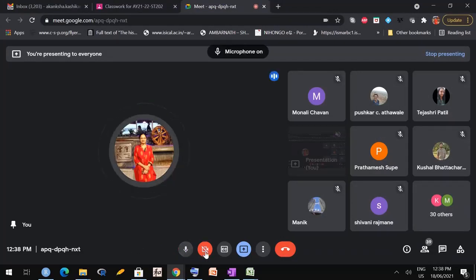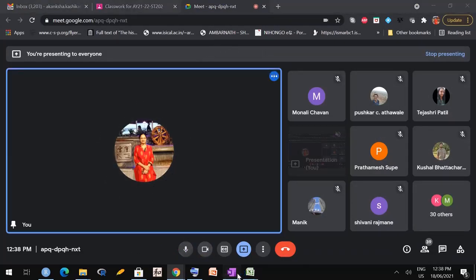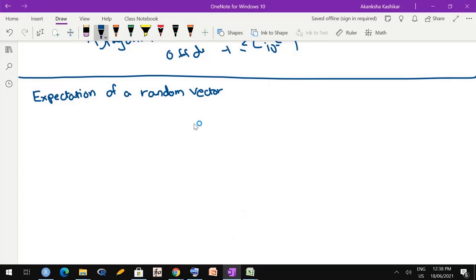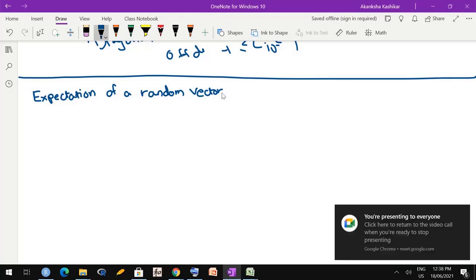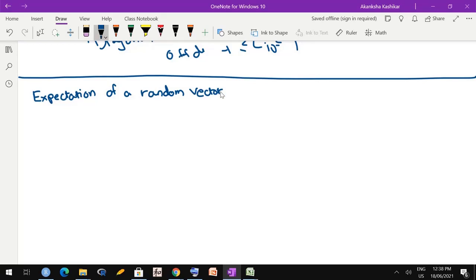Okay, let us start again. So now we have to talk about expectation of a random vector. We discussed basic descriptive statistics, but when we later go from descriptive to inferential, we will need things like population mean, population variance, etc. So for that we will define expectation and variance for a random vector, and we will also define expectation for a random matrix.